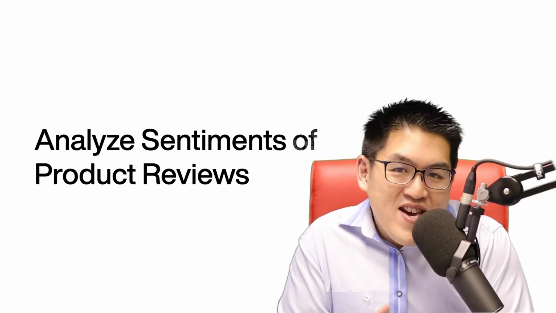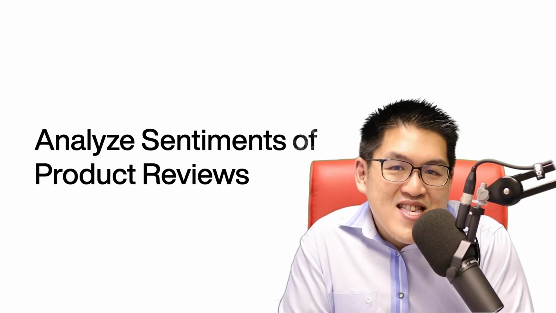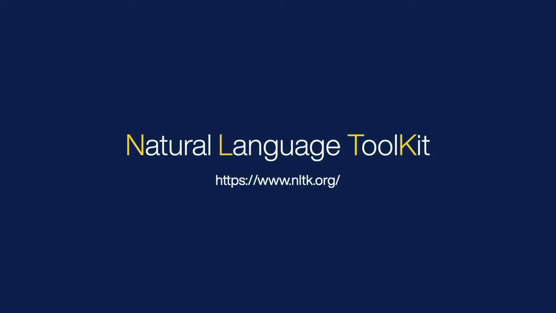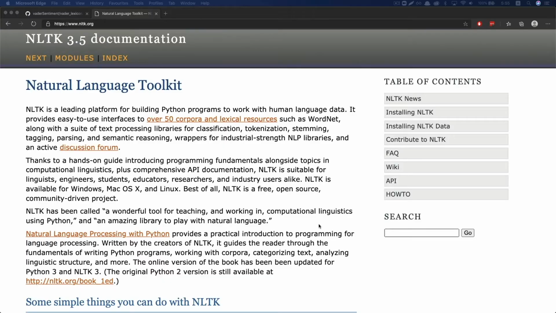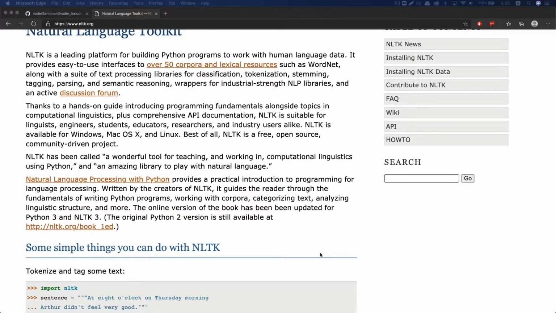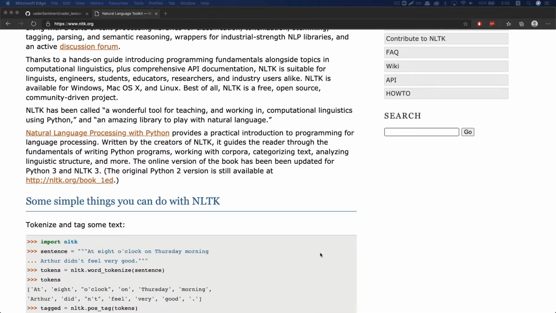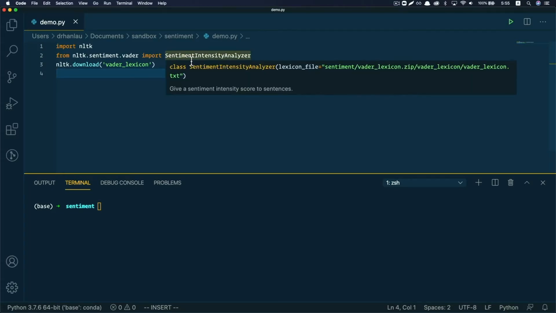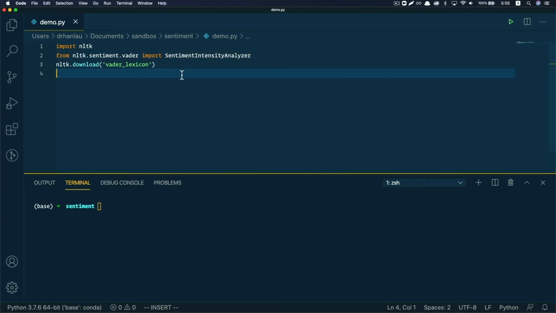Next, let's look at how we can implement our own Python script to analyze the sentiments of e-commerce product reviews. We're going to use a library called NLTK, which stands for Natural Language Toolkit. NLTK is a powerful Python library that helps us perform natural language processing tasks such as tokenization, stemming, tagging, and also semantic reasoning. First of all, we need to import the NLTK library and also the SentimentIntensityAnalyzer. After we have initialized the library, we will then need to download the lexicon.